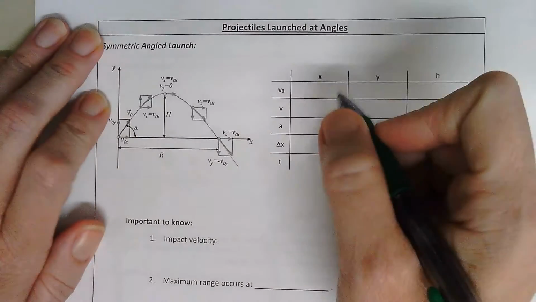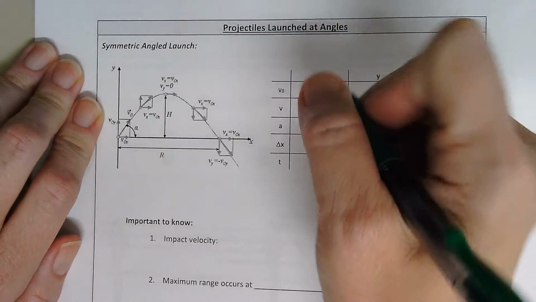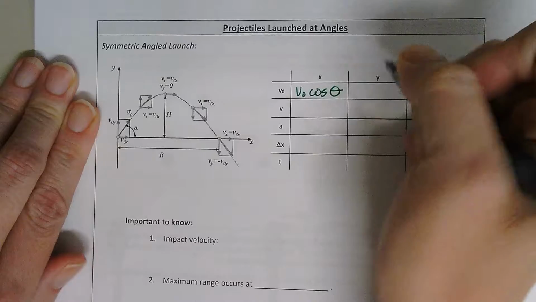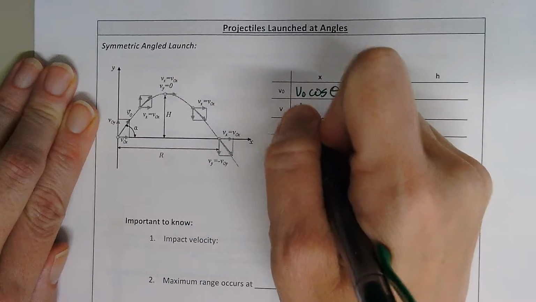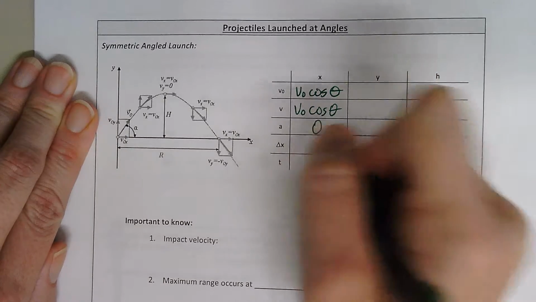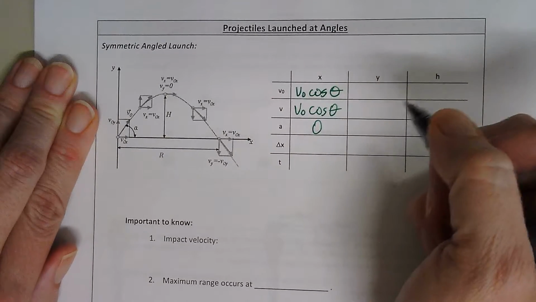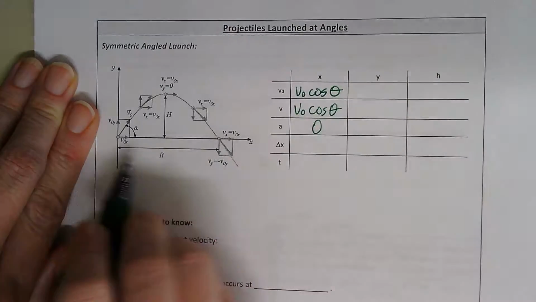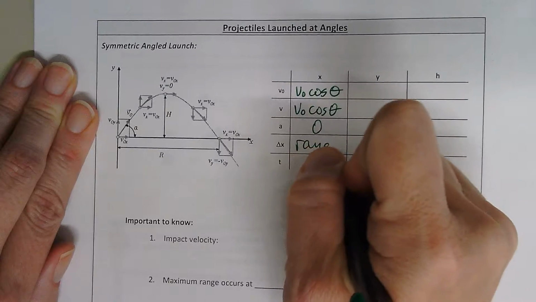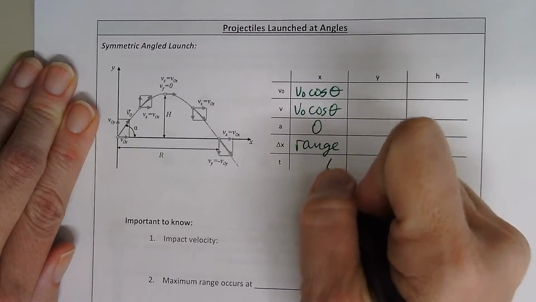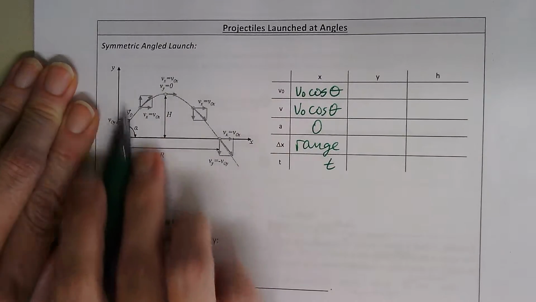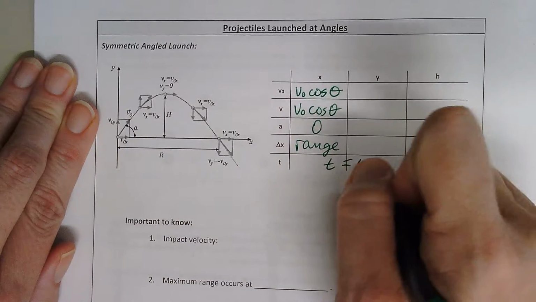So in your x direction, your v initial is v initial times cosine of theta. Your v final is the same because it's constant velocity. Your acceleration is 0 because it's constant velocity. Your x distance from where you launch to where you end is the range. And the time to go in the x direction is the same as the time to go in the y direction, so these should equal each other.